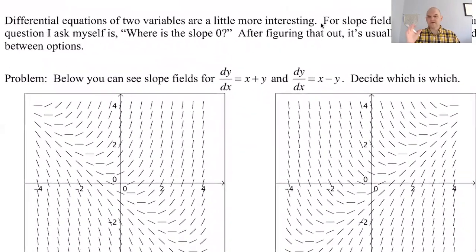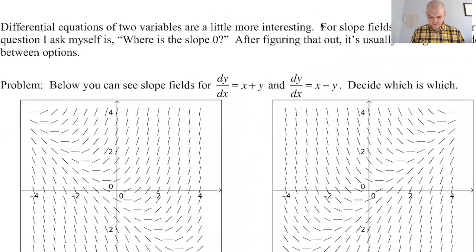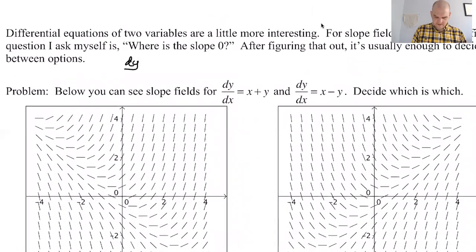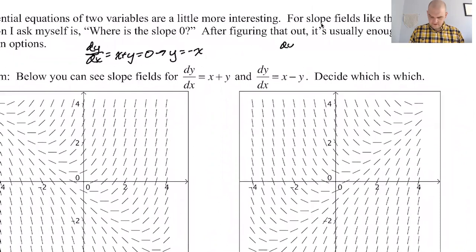All right, so here's what I'm going to do. I'm going to take dy dx equals x plus y. I'll do it up here. If dy dx equals x plus y equals 0, then y equals negative x. Whereas if dy dx equals x minus y, then dy dx equals 0 would mean y is equal to x.